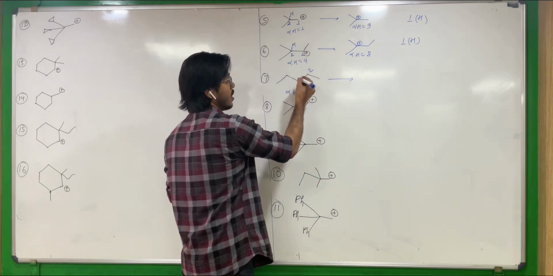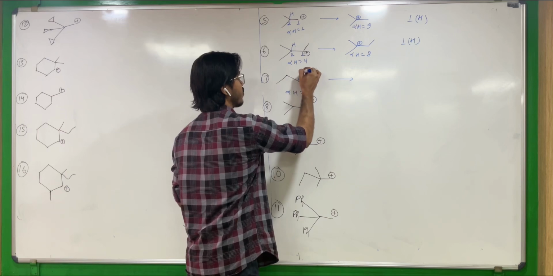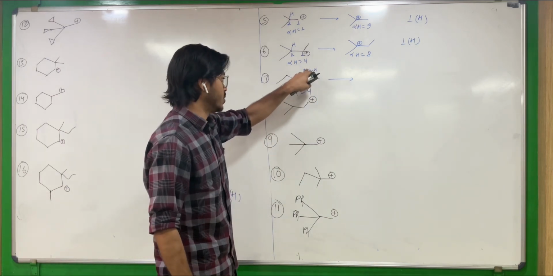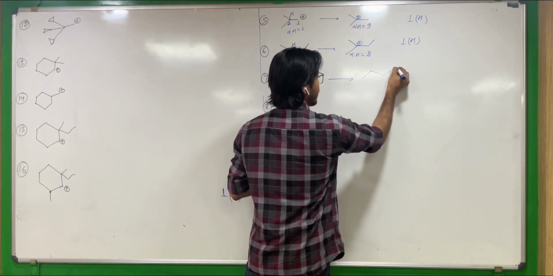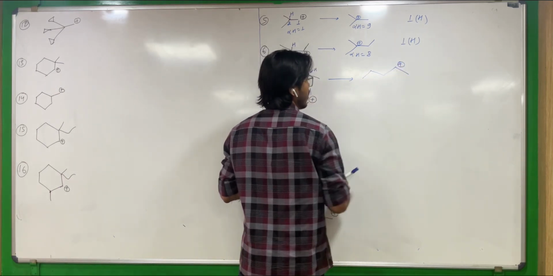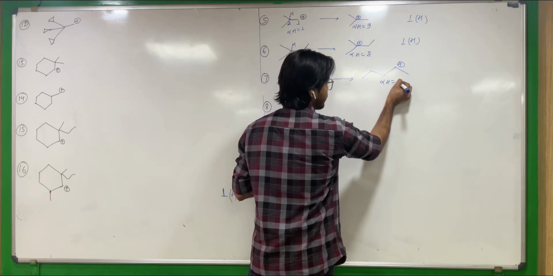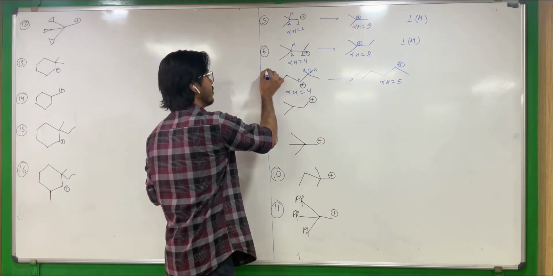Now on this side, on this carbon, hydrogens are present: 2 hydrogens and 1 methyl group. Hydrogen has more migratory aptitude, so hydrogen will move here. If hydrogen moves here, this carbocation will form. Now if we see, this carbocation has alpha hydrogen equal to 5. This is more stable, no? This is a very good example.